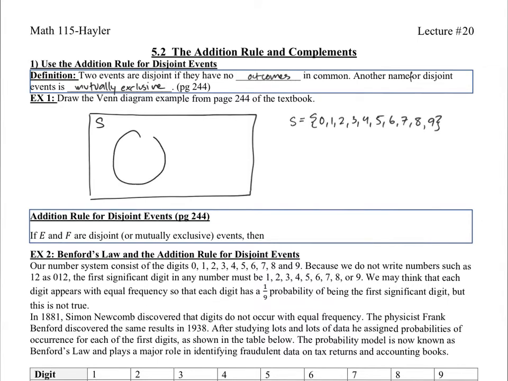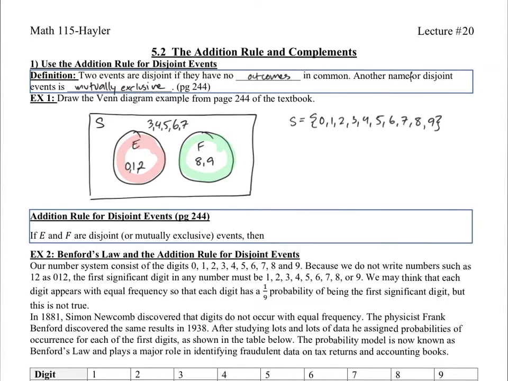So, we have two possible groups here. Event E might have the outcomes, for example, 0, 1, and 2, and event F might have the outcomes 8 and 9. The rest of the outcomes left over, 3, 4, 5, 6, and 7, are still inside the sample space, but they're not part of these two. These two share nothing in common. They are disjoint events, separate from the other events.